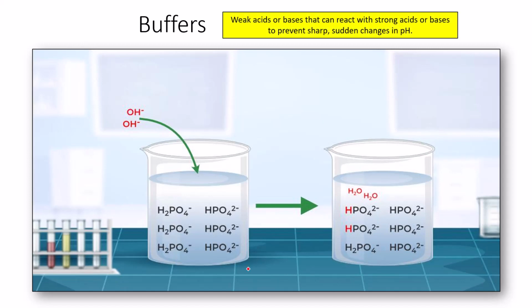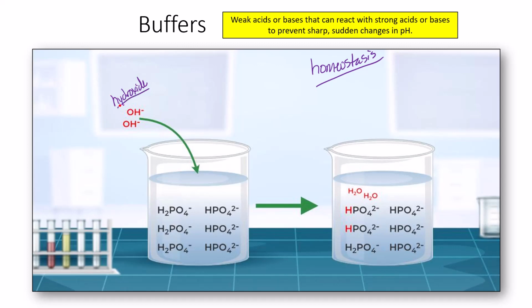So when we talk about buffers, buffers are weak acids or bases that can react with strong acids or bases to prevent sharp, sudden changes in pH. This is very important when we talk about maintaining homeostasis. Homeostasis, by definition, remember, is the ability to maintain a constant internal condition. Cells and organisms need to withstand the changes of these ions because the ions are being released all the time through metabolic processes. When we look at this particular image, you will see that there are hydroxide ions. These are the hydroxide ions.